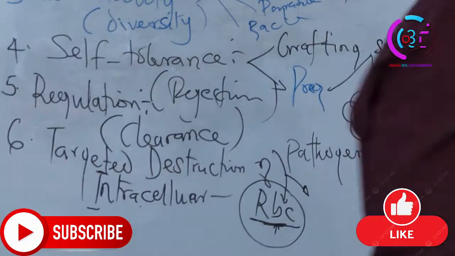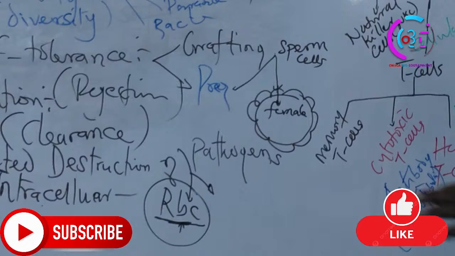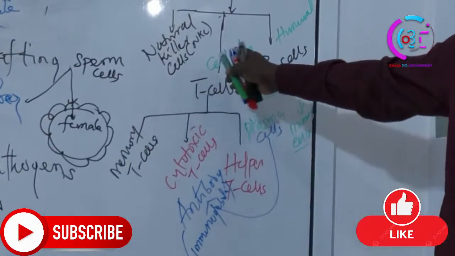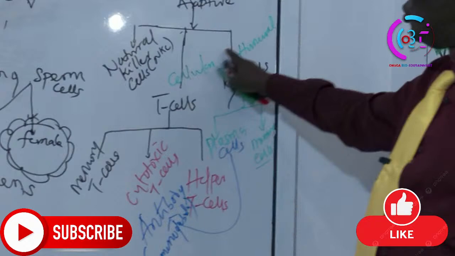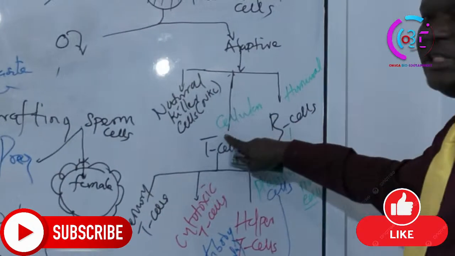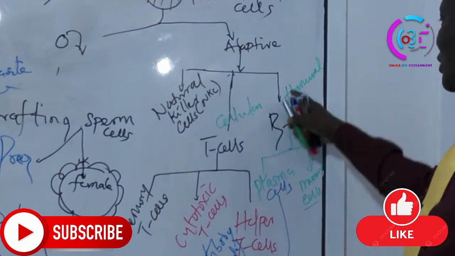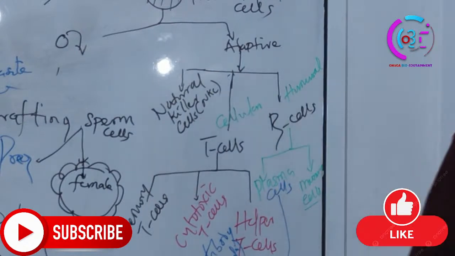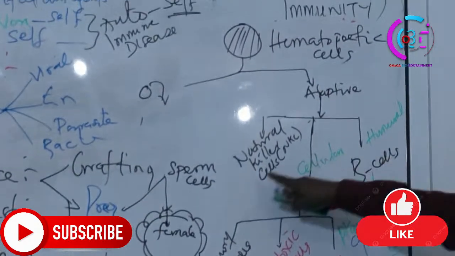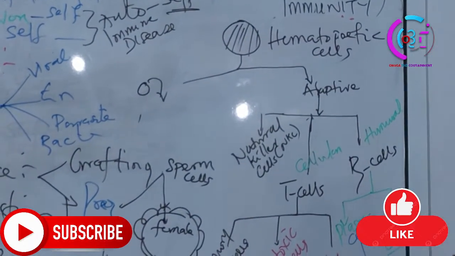And don't forget that I told you that there are two arms of the adaptive immune system. This one is humoral and this one is cellular. Those that are cellular involve T cells, and those that are humoral involve B cells. And you need to know all of this before you actually go on. So for humoral, we also look at natural killer cells, as well as the involvement of antibodies.